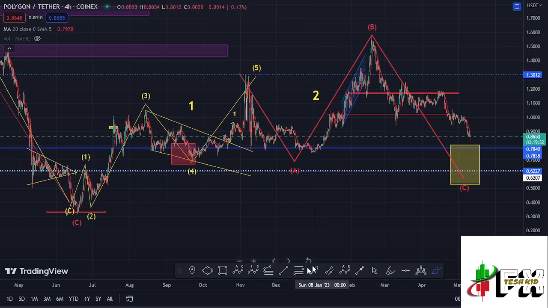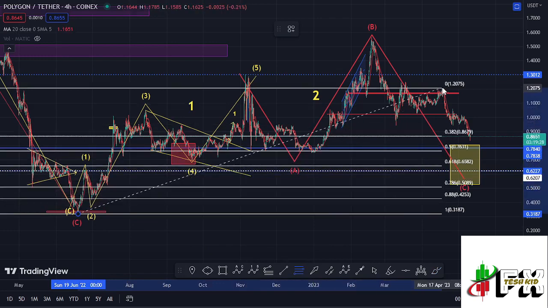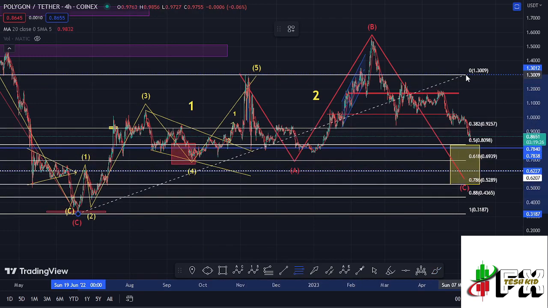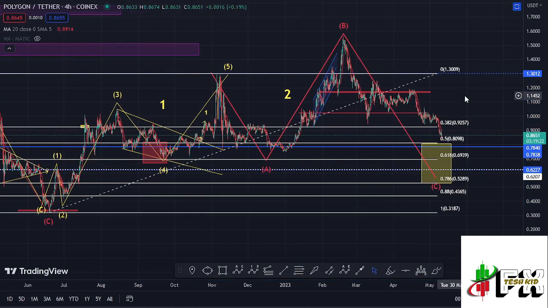And using the Fibonacci's, connecting them from the low of the first wave to the high of that wave 1, that gave me a minimum retracement area in the formation of that wave 2 between the Fib level 0.5 and the Fib level 0.78, which is a target area that lies between the $0.8098 mark and the $0.5289 mark, which is the area highlighted here on the chart using this yellow target area.